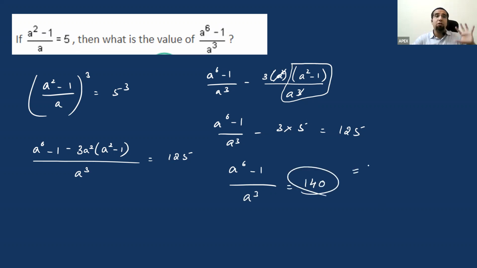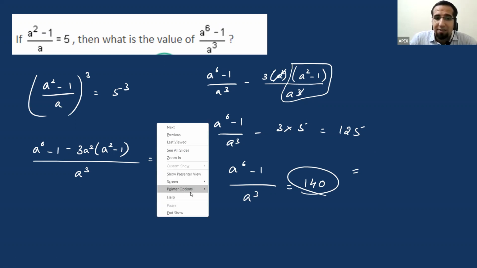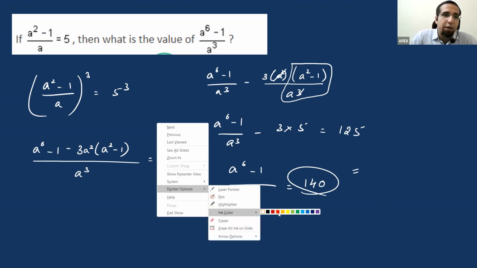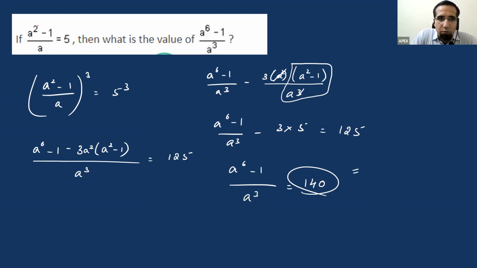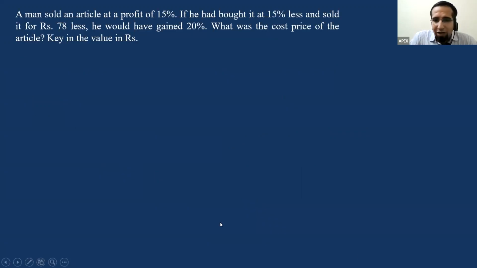Again, a very easy question. Only if you are able to pick up that a square has become a to the power 6 and the denominator a has become a cube, then I would advise you to pick up this question. Else you can leave this question and move forward. Clear, guys? Now, should I attempt this question?